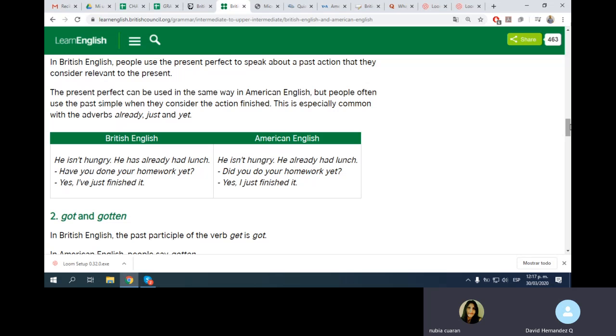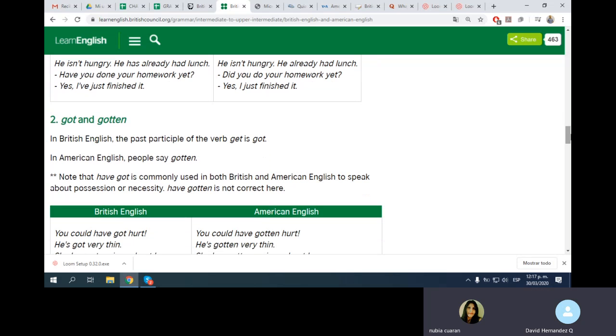Okay, we are going to move on to the part of got and gotten. Like I was explaining before, in British English, the past participle of the verb get is got. So British people always say got when it's past or present perfect or past perfect, anything. But in American English, they say gotten. In this case, they say gotten because American people pronounce the T as an R.